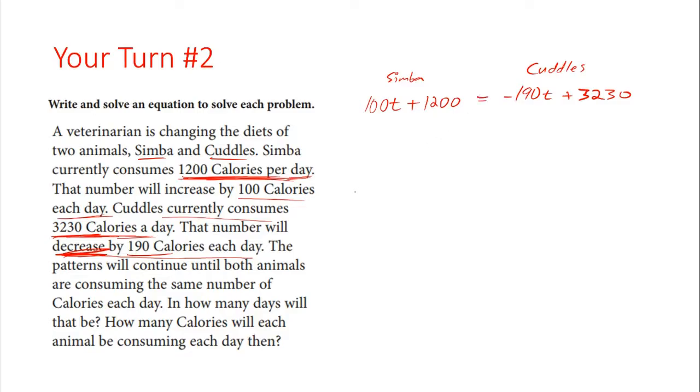Now, how do you solve for this? Again, set them equal to each other. Solve for t. Now, again, what's the opposite of minus 190t? What's the opposite of minus? That should get you started on trying to solve for them. So try to figure it out. You can work in groups on this one. Just remember, how many days will that be when they are the same number of calories? That's part one of the question. Part two is, on those many days, how many calories will the animals be consuming that day? So whatever you get for part one, plug it back into your equations, either one for Simba or Cuddles, and that way you can find your answer for part two.